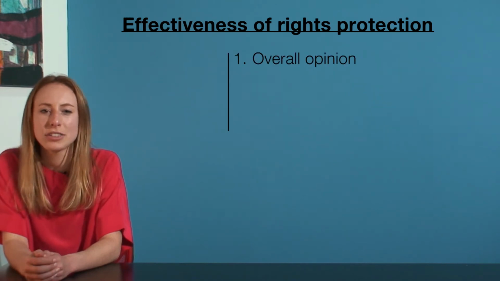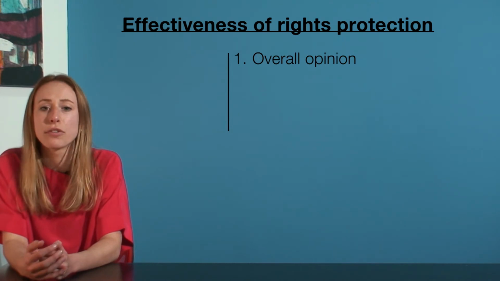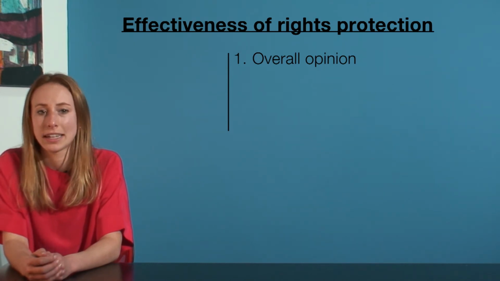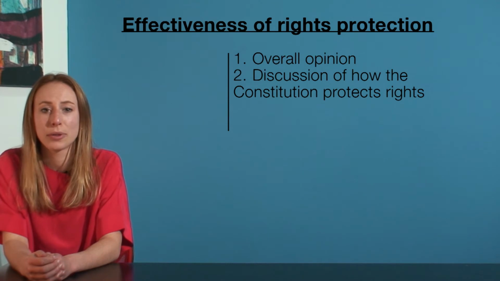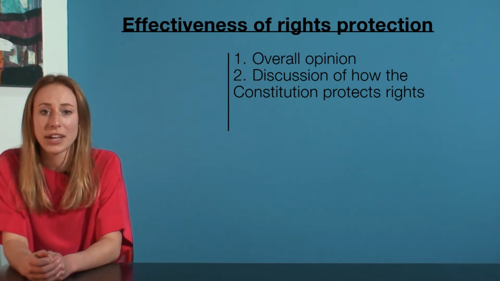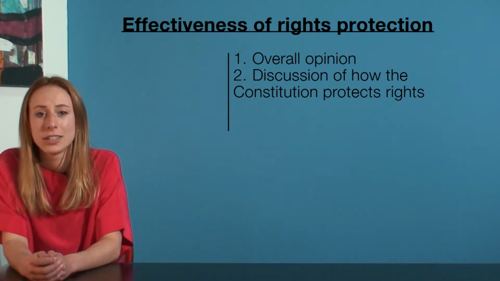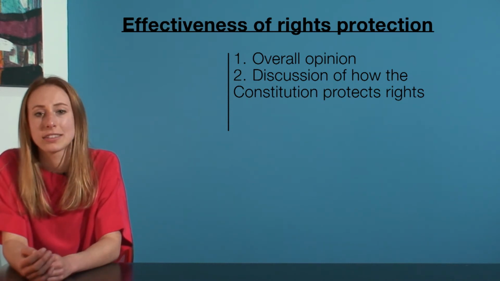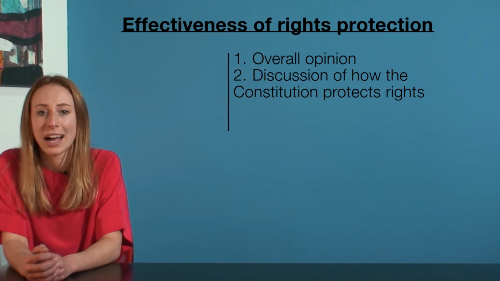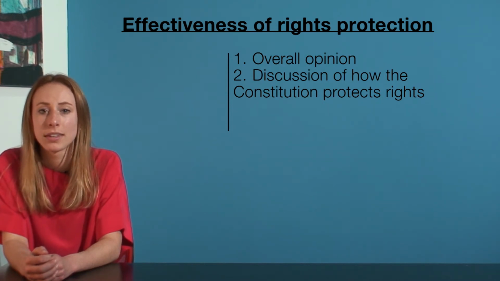Firstly, because the question asks you to agree or disagree with the statement, you have to give an overall opinion. Secondly, you have to discuss how well the Constitution protects rights. That means you need to look at both sides of the argument with relatively equal weight. Generally, you would discuss a strength, then a weakness, then a strength and a weakness, and so on. You can, however, change this structure up a little if it makes sense to the flow of your argument.